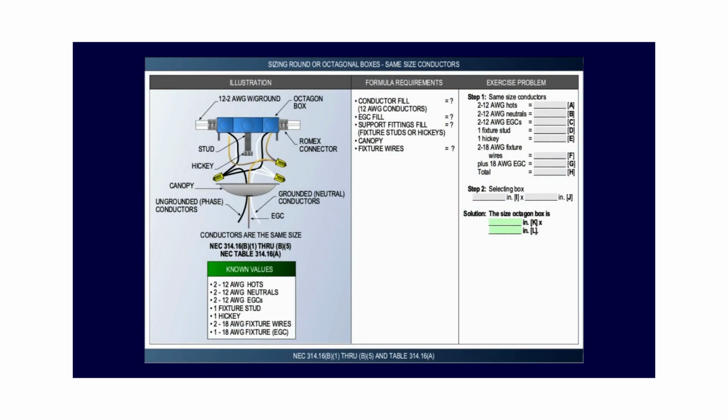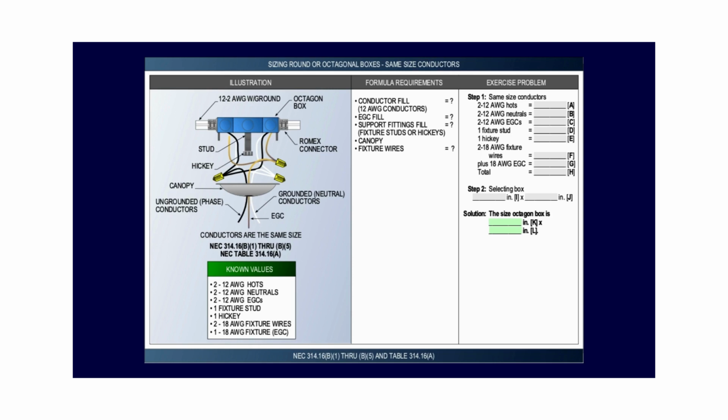In the exercise problem, based on the known values, what size round or octagon box is required to support a luminaire supplied with 2 number 12-2 AWG with ground nonmetallic sheathed cables, also referred to as Romex, with a luminaire stud, a hickey, and 2 number 18 AWG fixture wires?